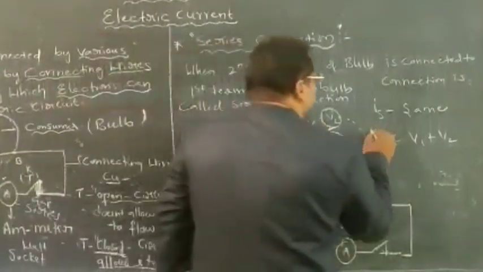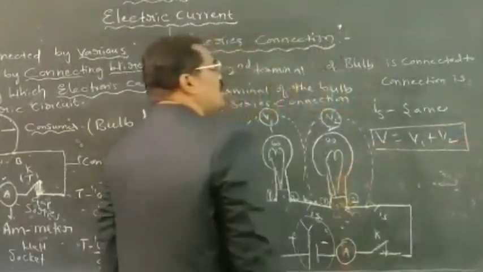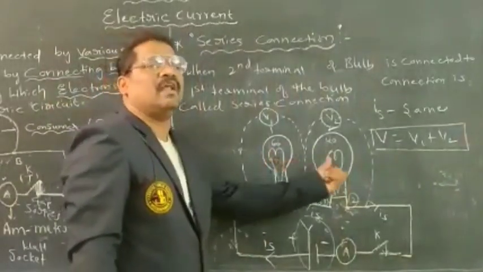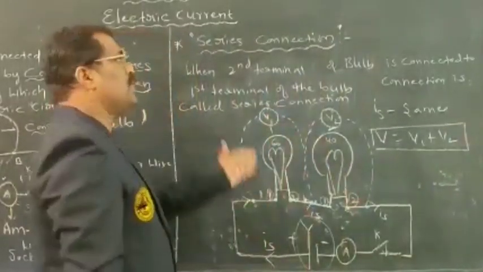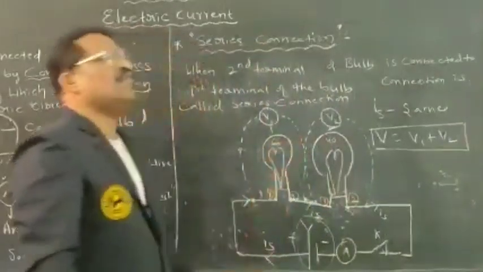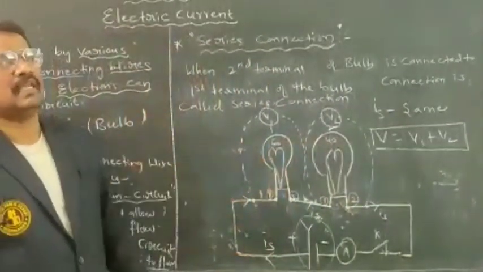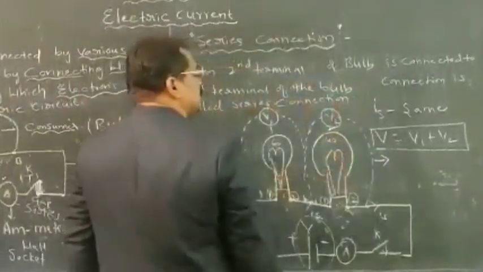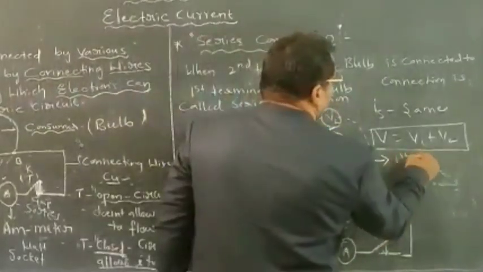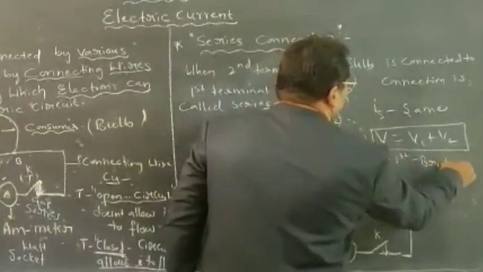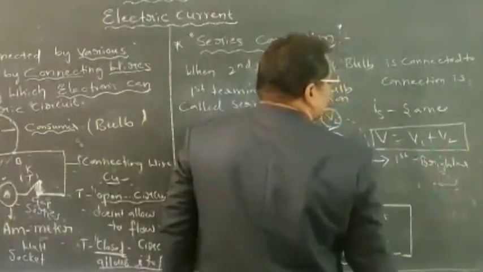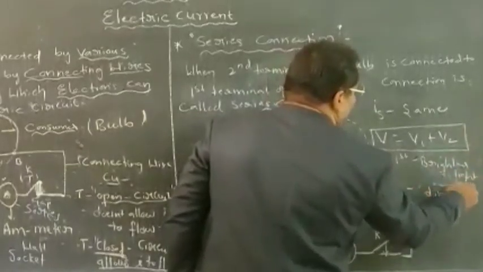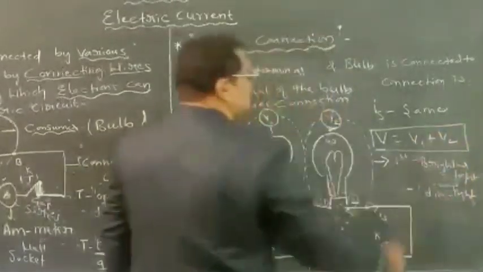Therefore, total voltage is nothing but what? The sum of the individual voltages of the B1 bulb as well as the B2 bulb. This particular point we have to consider when it comes to series connection. And one more thing is, when we are connecting in series connection, the first bulb will be glowing with brighter light. The second bulb will be glowing with what? Dim light.